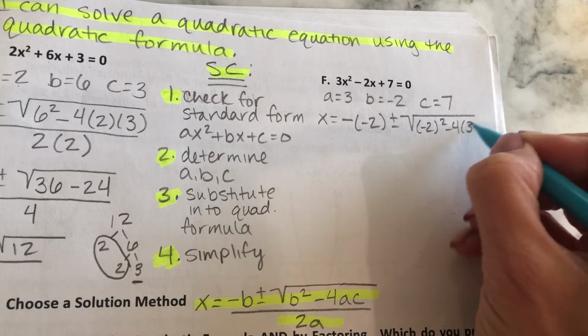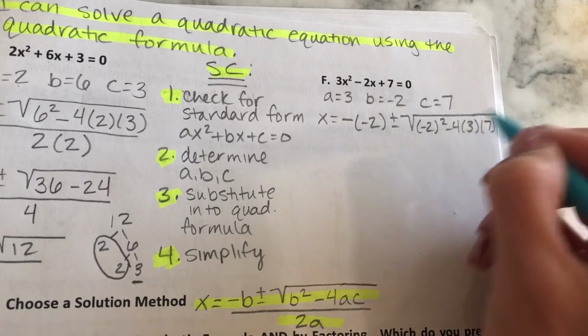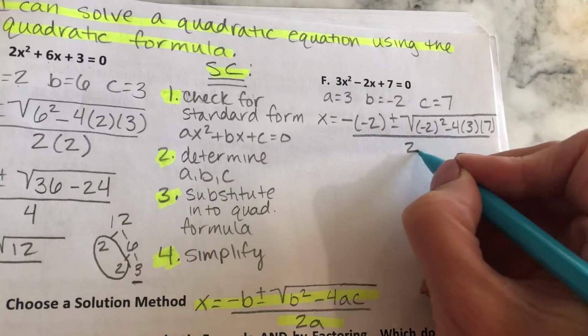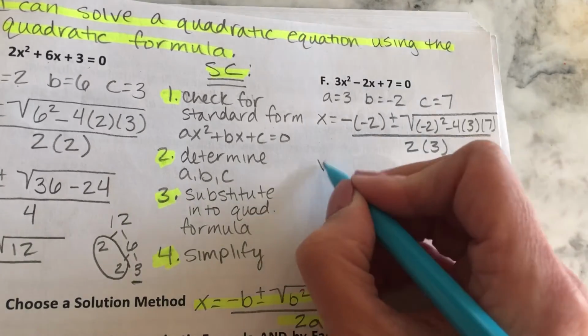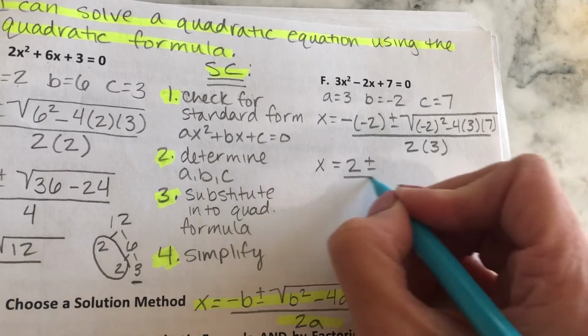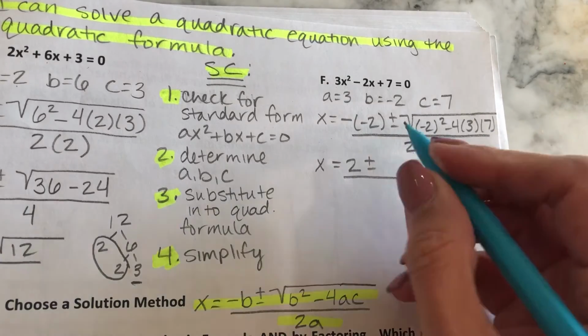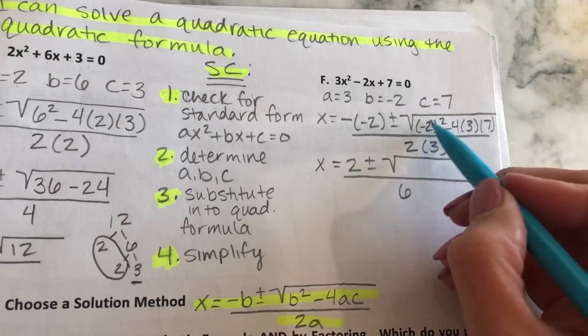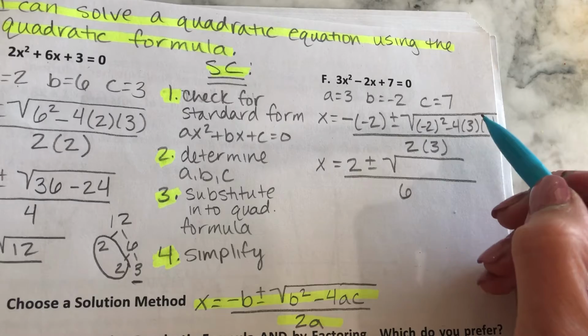Minus 4ac all over 2a. Negative, negative makes a positive. 2 times 3 is 6. Now we're ready to simplify in here. Always start with the exponent.